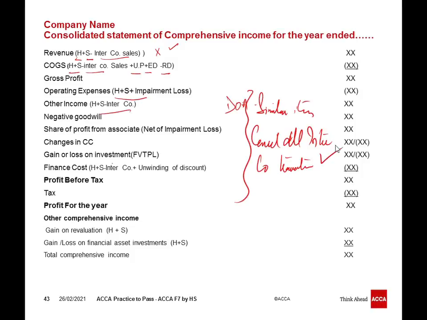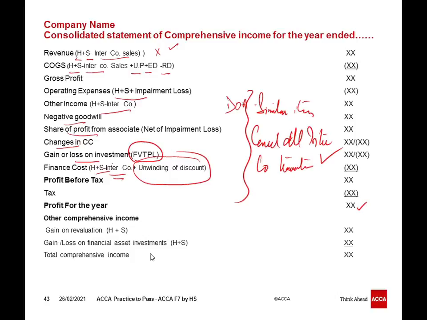So that's the basic theme for the consolidated income statement. Then one more thing is very important that the students normally miss: the finance cost should include the unwinding of discount. Any intercompany related finance cost should be deducted from here. Changes in the contingent consideration, negative goodwill, share of associate profit, these all items should be included in the income statement before the finance cost. And there is a gain or loss on the investment measured at fair value through P&L.